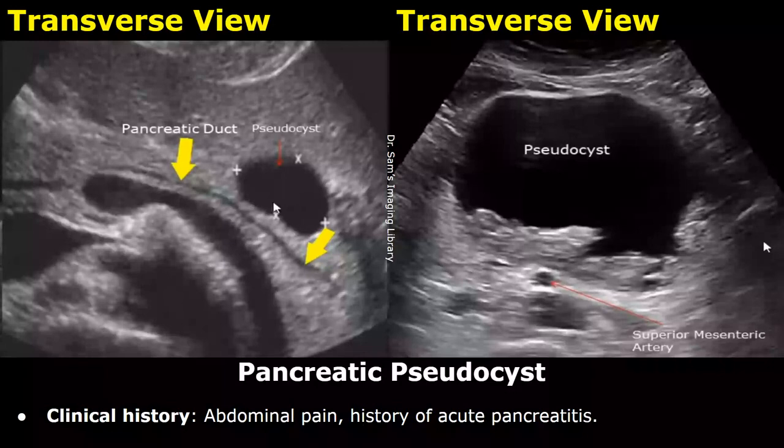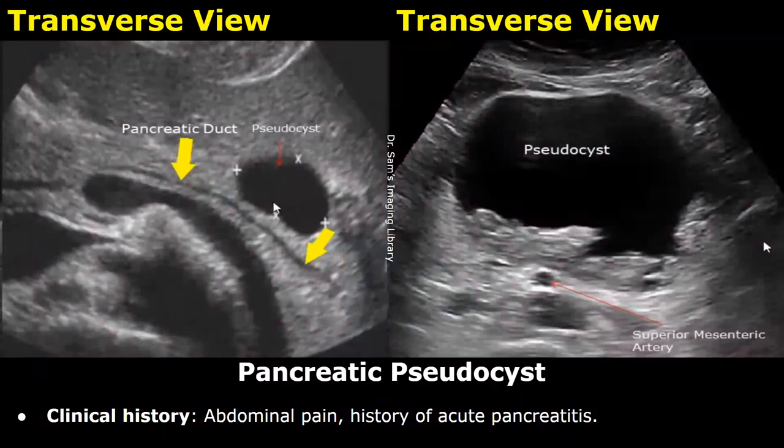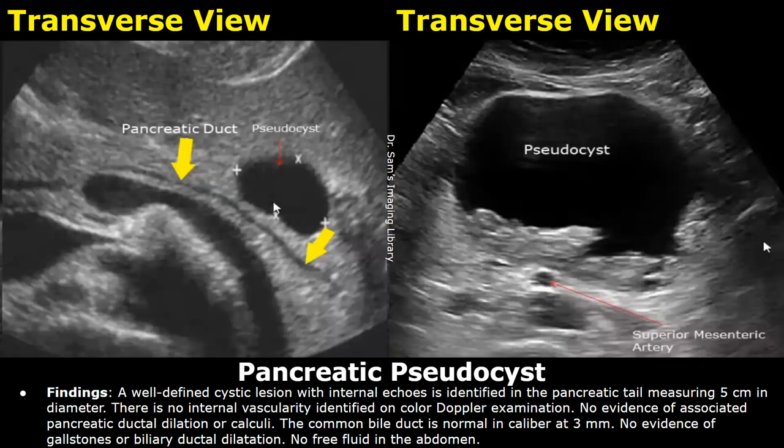This report example is of pancreatic pseudocyst. The clinical history was abdominal pain and history of acute pancreatitis. These are the findings. A well-defined cystic lesion with internal echoes is identified in the pancreatic tail or body, wherever it is found. And then you can write its size. There will be no internal vascularity in a pseudocyst. After these lines, you can write about the pancreatic duct.